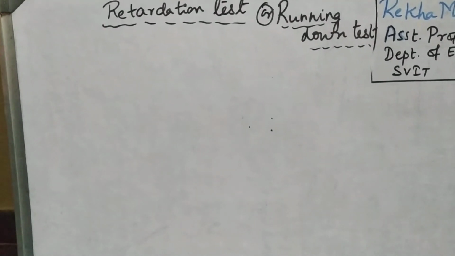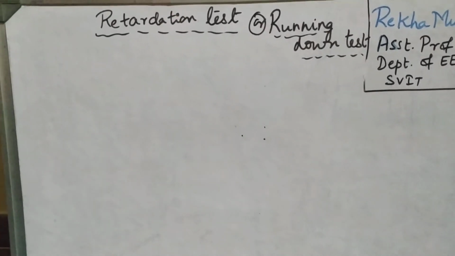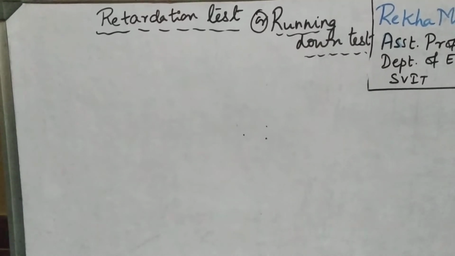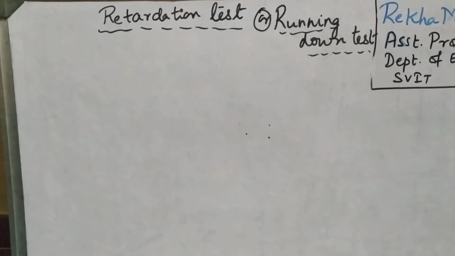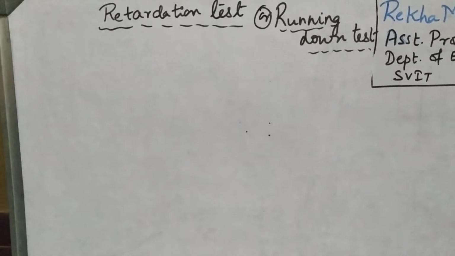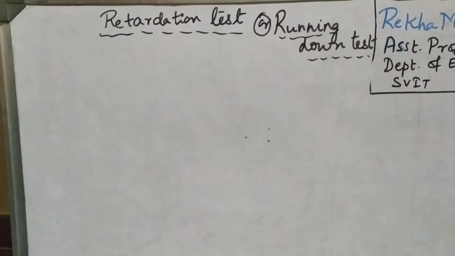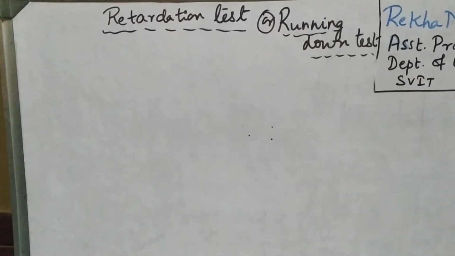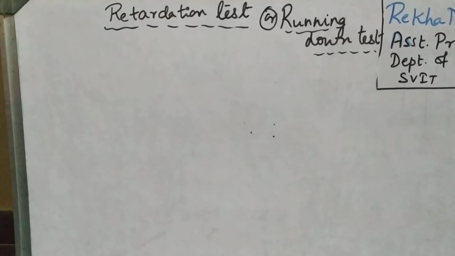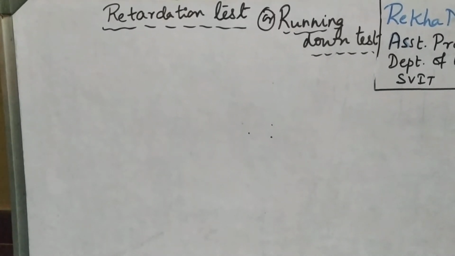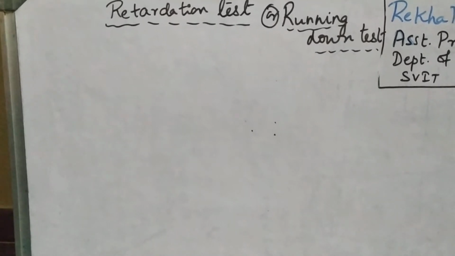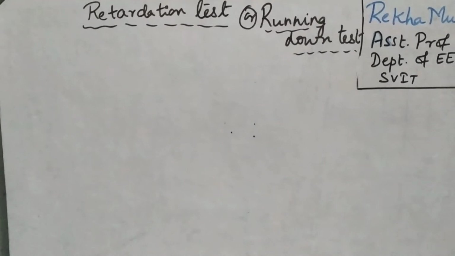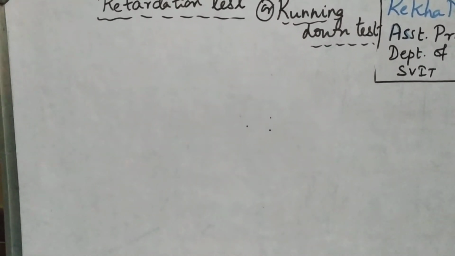This method is mainly employed for shunt generators and shunt motors. So it is applicable for shunt motors and shunt generators. From this method we can get to know about the stray losses. If the armature copper loss of the machine is known, we can determine the efficiency of a machine. So let us see how exactly the experimental setup of this retardation test looks.